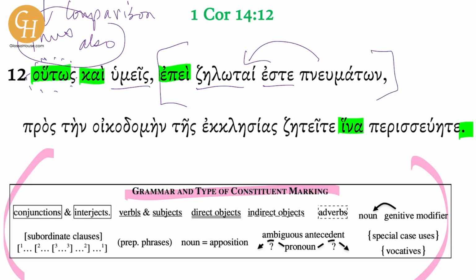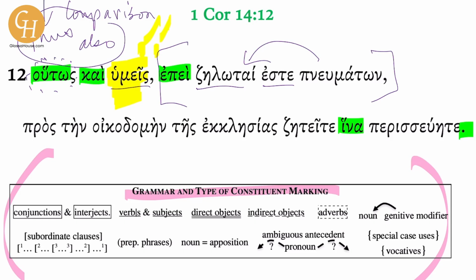So once again, we're seeing a pulling out of a subordinate clause, a sentence element. And that sentence element is the subject. And this is for stress, okay? This is for stress. You, that's supposed to be an exclamation mark. You, thus also you, since you are zealous of spirits.